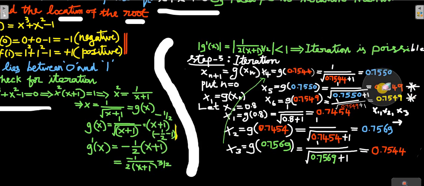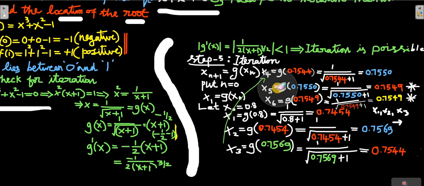ஓகே, அந்த என்ன பாயிண்ட் நம்ம பார்க்கணும். ஸோ x5ம் 0.7549, x6ம் 0.7549. ஸோ all these x1, x2, x3 converge to 0.7549. That's what we understand. So this is a solution for our problem.